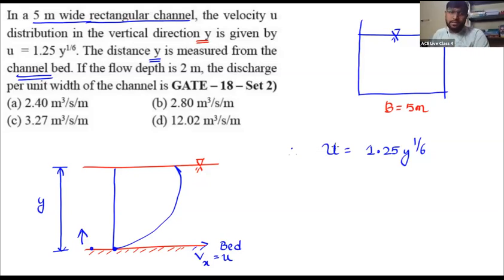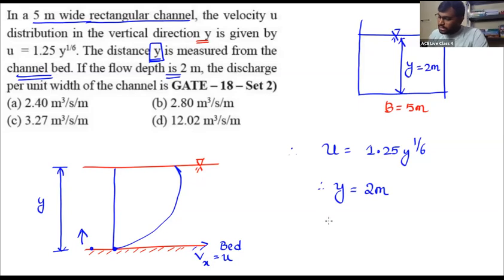Now, my dear students, they have mentioned the distance y is measured from the channel bed. Okay. If the flow depth is going to be, what is the flow depth? Y equals 2 meters. The discharge per unit width. So what is the discharge per unit width?